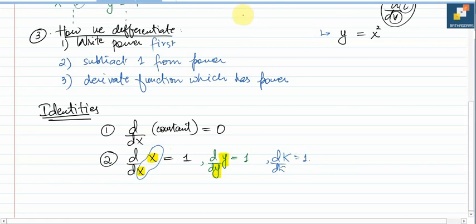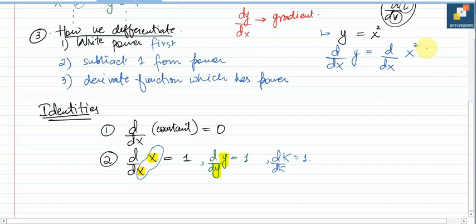What does dy by dx represent? Dy by dx basically represents the gradient of a function. So if I find dy by dx of this function, I am basically finding the gradient of that function. Alright, so firstly we need to find the gradient of the function. So I will apply d by dx on both sides because we need to differentiate it. So it will be d by dx of y equals d by dx of x square.